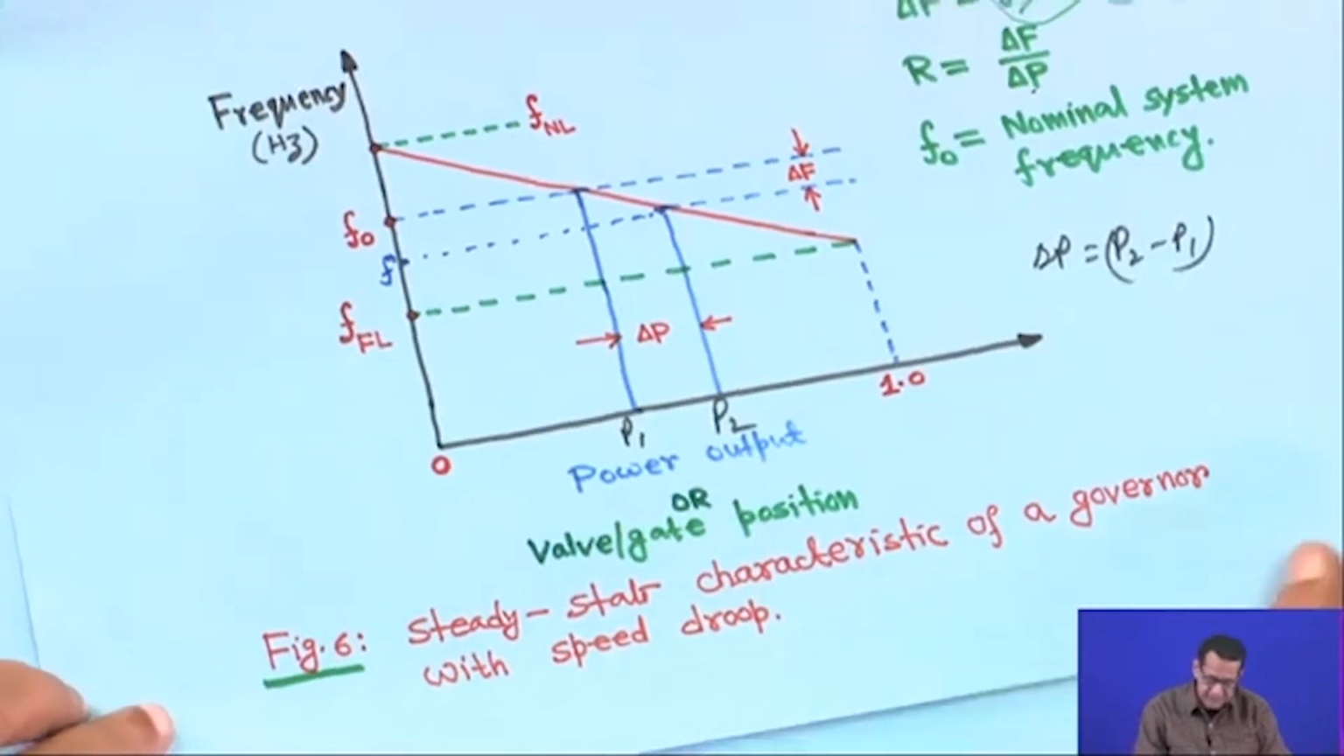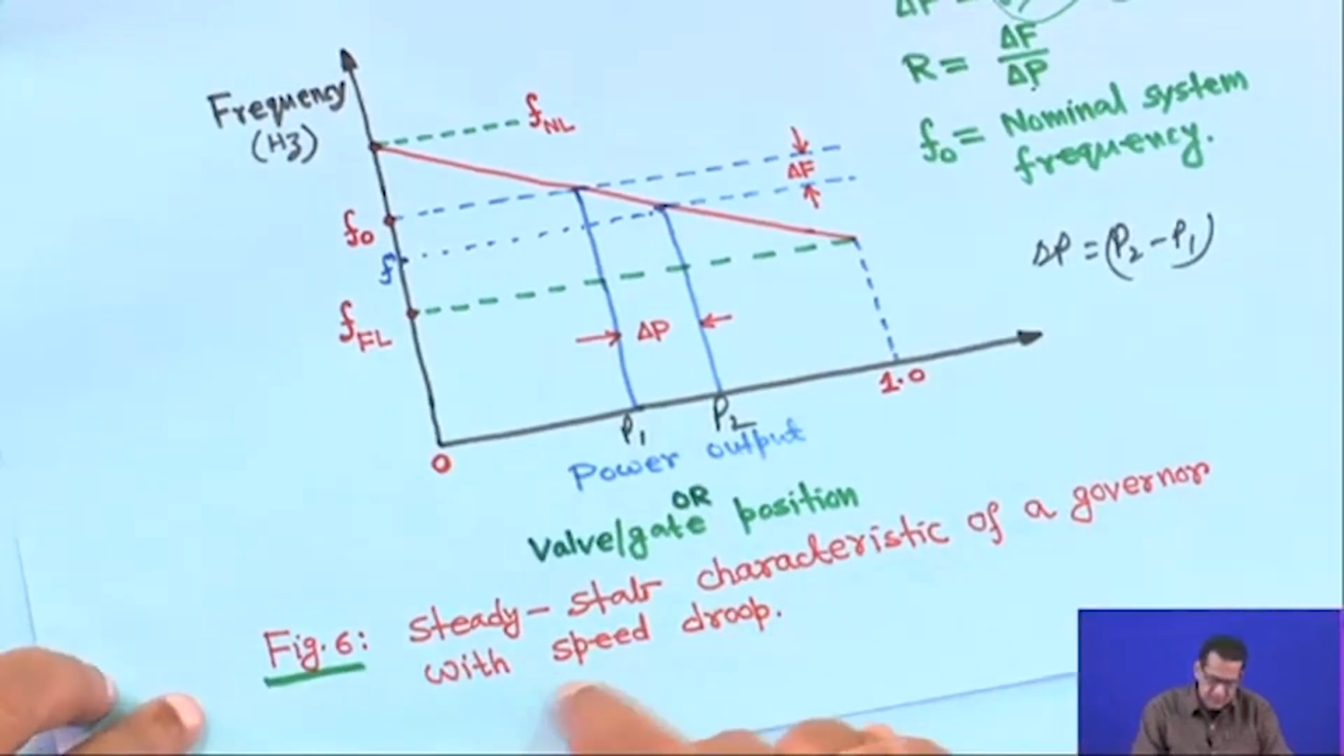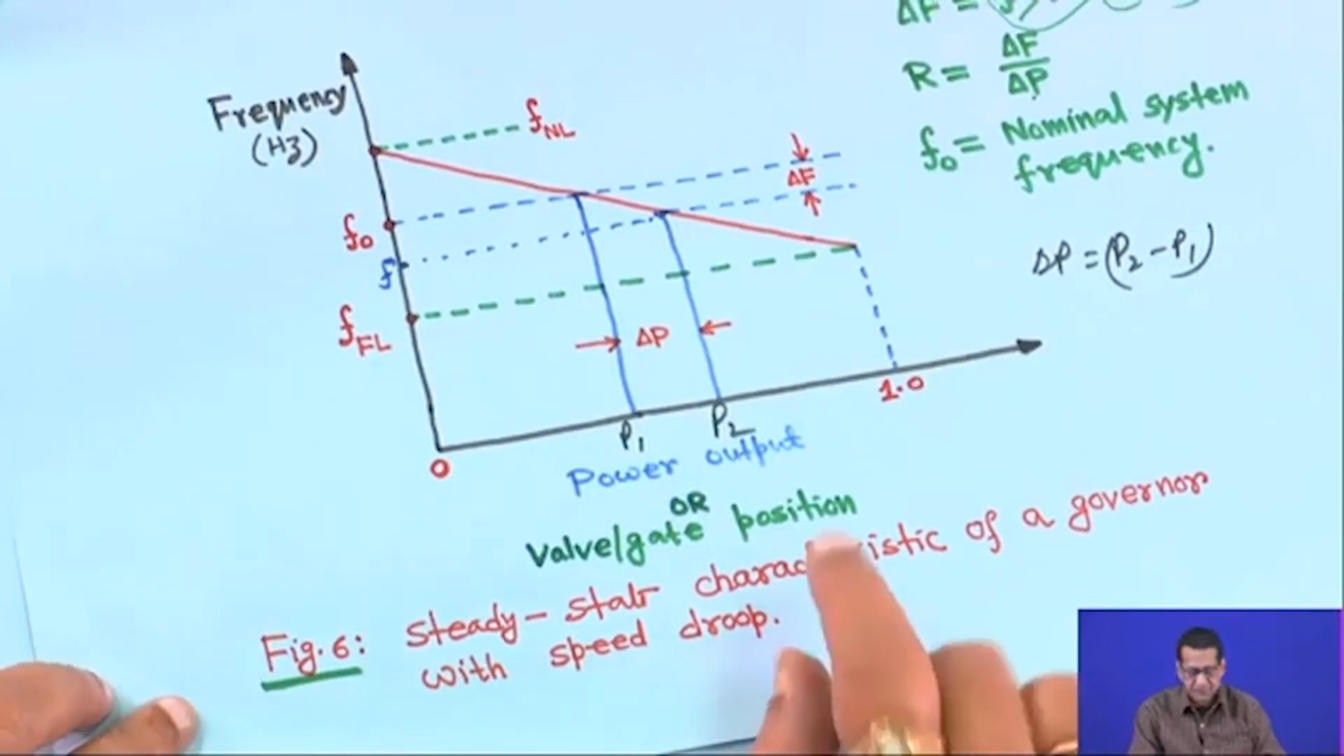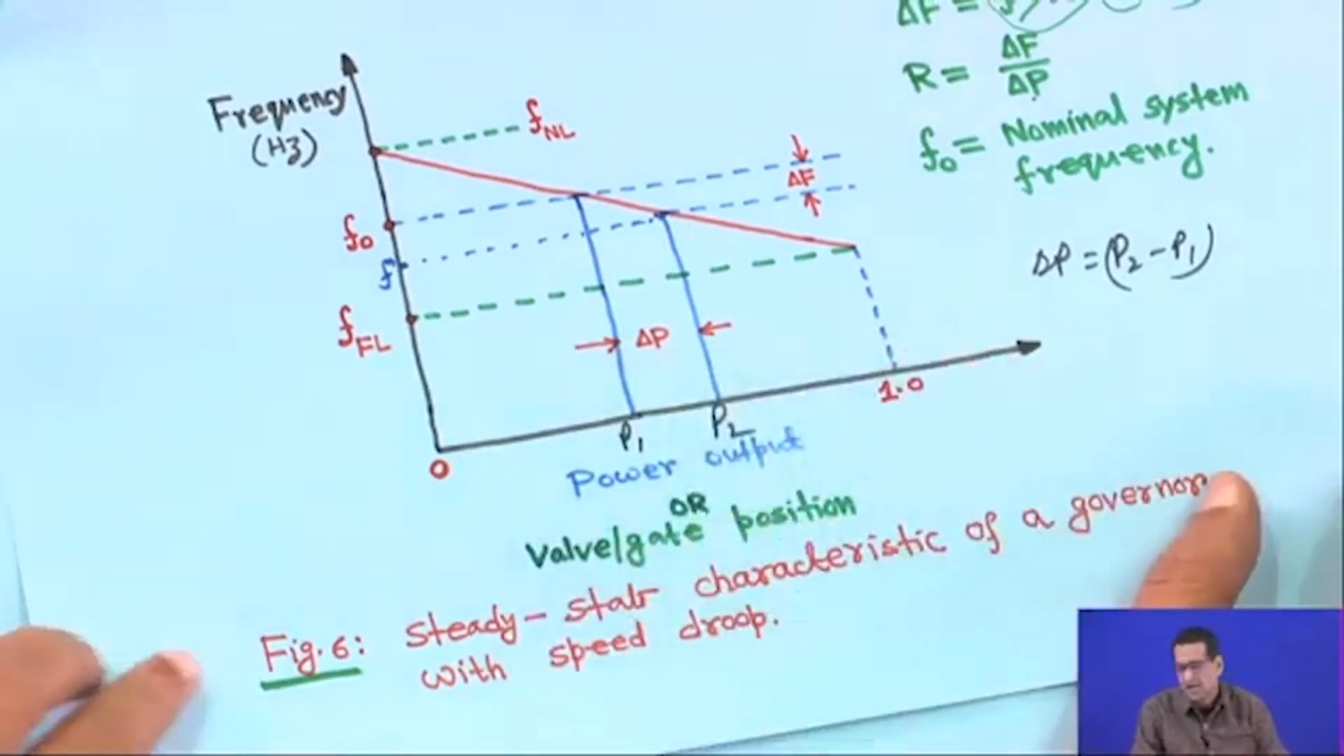The second thing is, this is a steady state characteristic of the governor with a speed droop. The speed droop means the speed droop characteristic R.